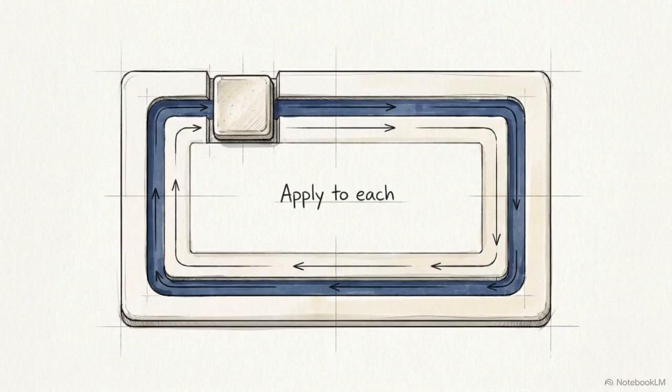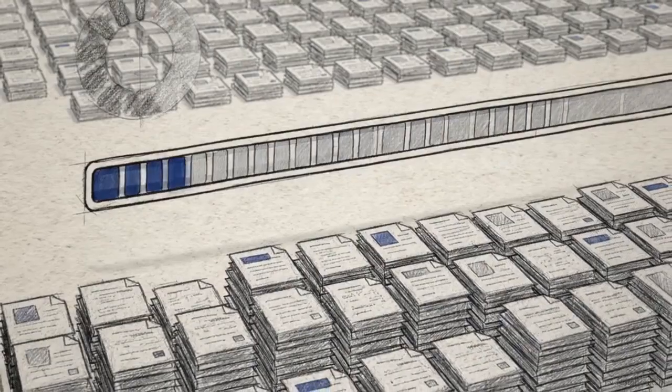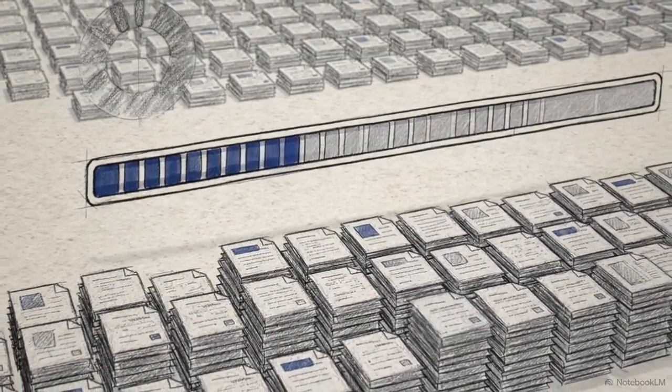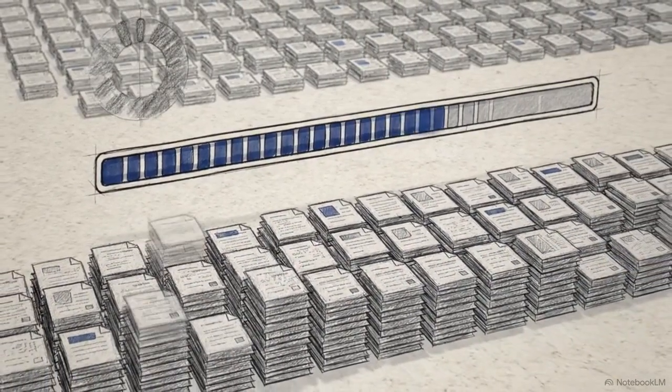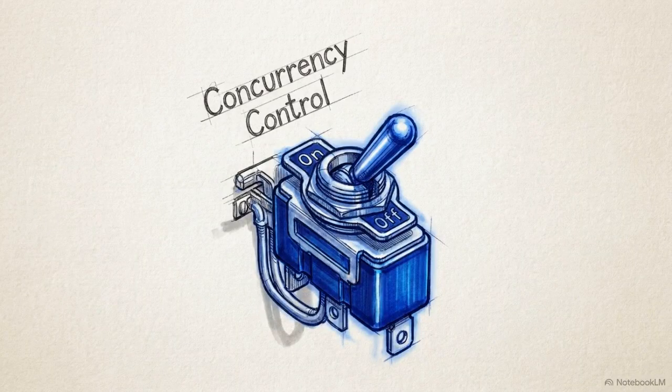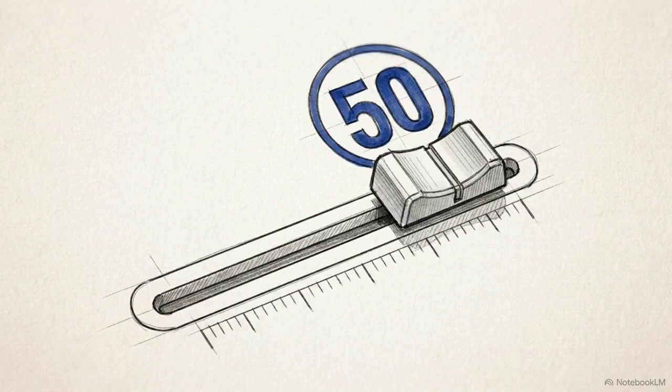Once your data is optimized, you have to process it. By default, the apply to each loop executes sequentially. Waiting for one record to finish before starting the next ensures predictable timing, but it scales terribly for bulk operations. You can accelerate this by opening the action settings and enabling concurrency control. Adjusting the degree of parallelism slider allows Power Automate to process up to 50 array items simultaneously.